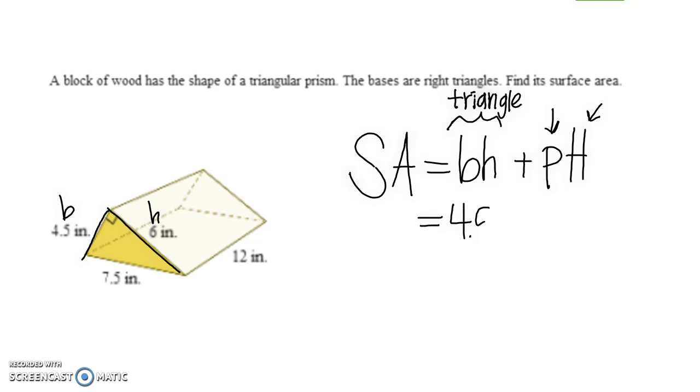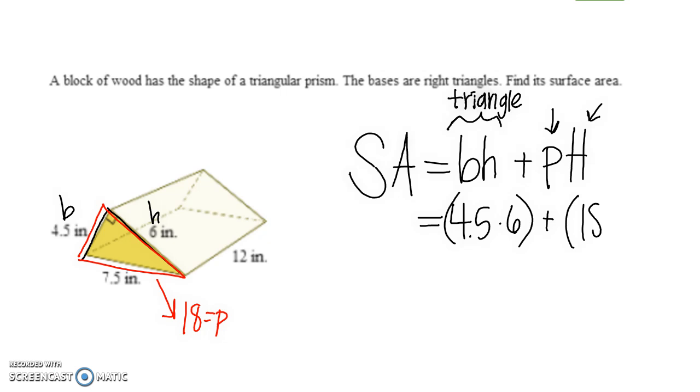So it would be 4.5 times 6. Let's put those in parentheses so we remember to multiply them first. Next, to find the perimeter of the triangle, we have to add the 3 sides of the triangle. So I'm going to take my calculator and add 4.5 plus 6 plus 7.5, the perimeter of the triangle. That gives me 18 as the perimeter. The 3 sides added up. So I'm going to come over here and say 18 is the perimeter. What does that leave us with? What is the height of the prism? The height of the prism is the side that connects the 2 triangular bases. So that is 12. Alright, we're ready to go now.